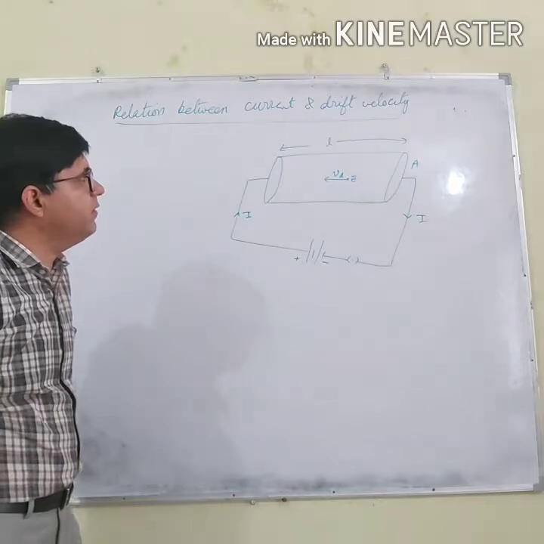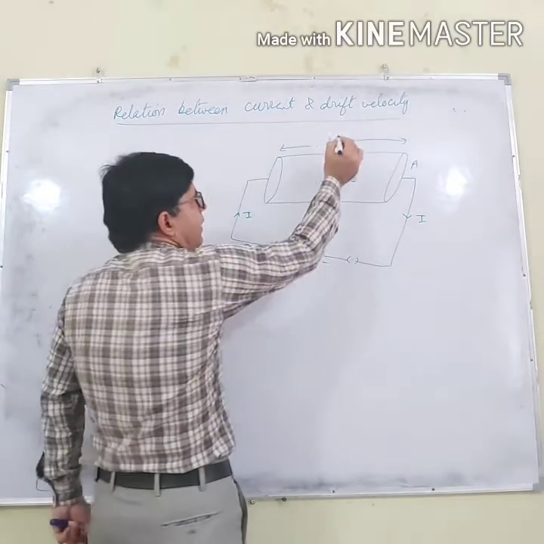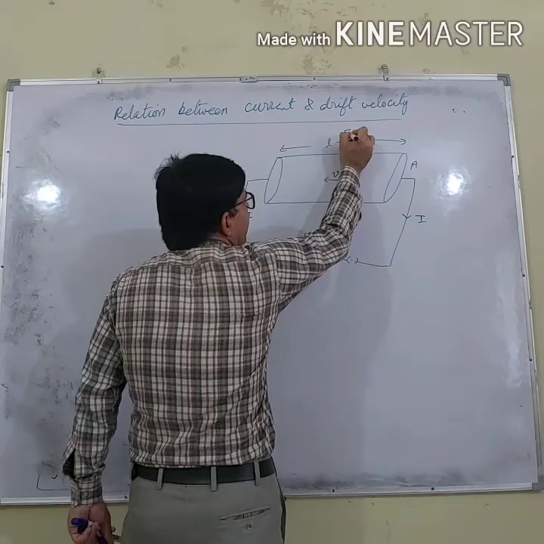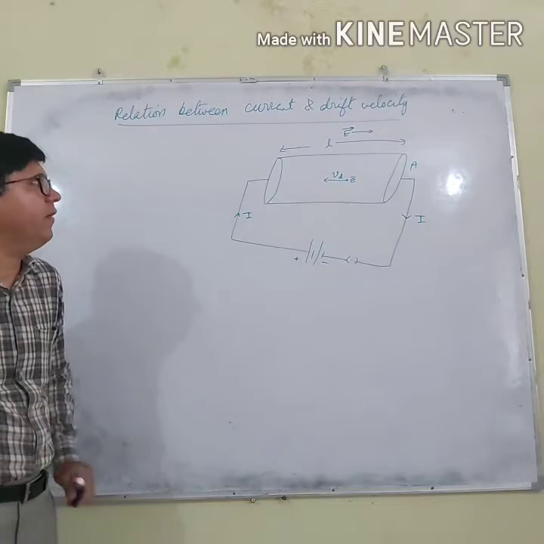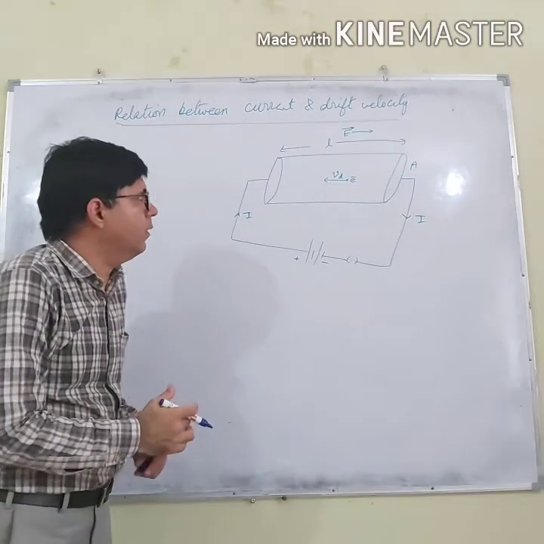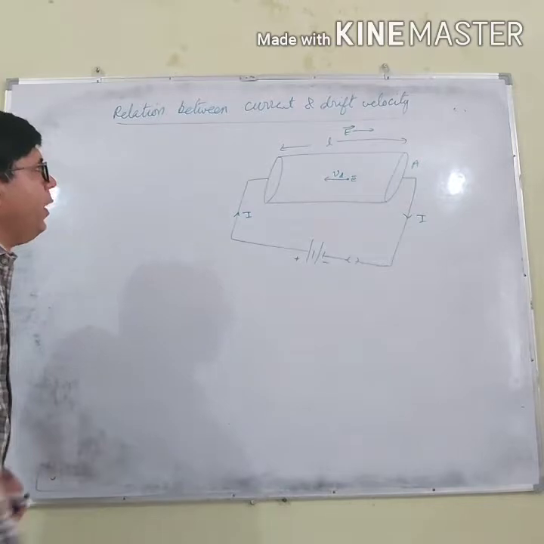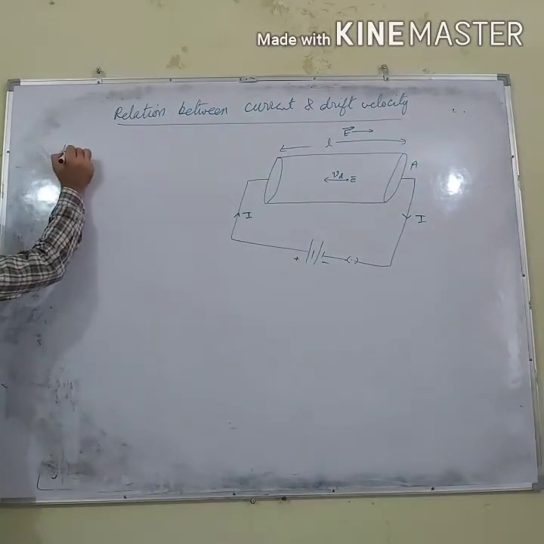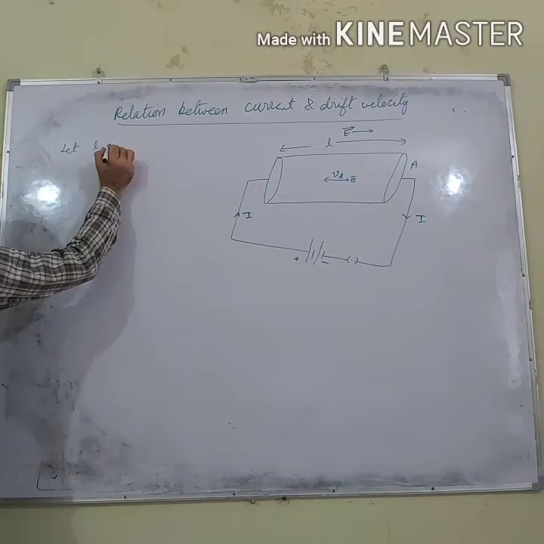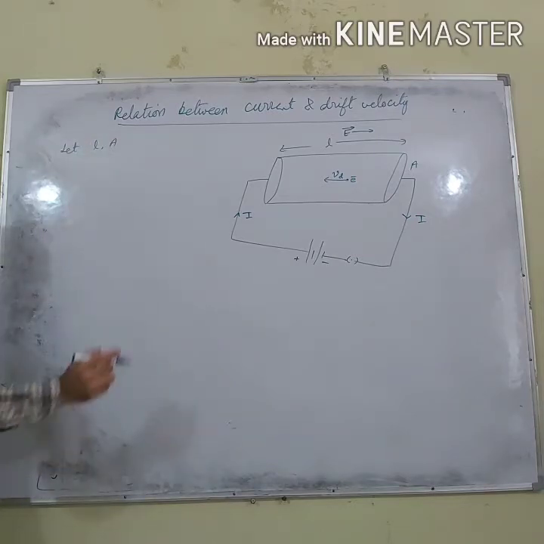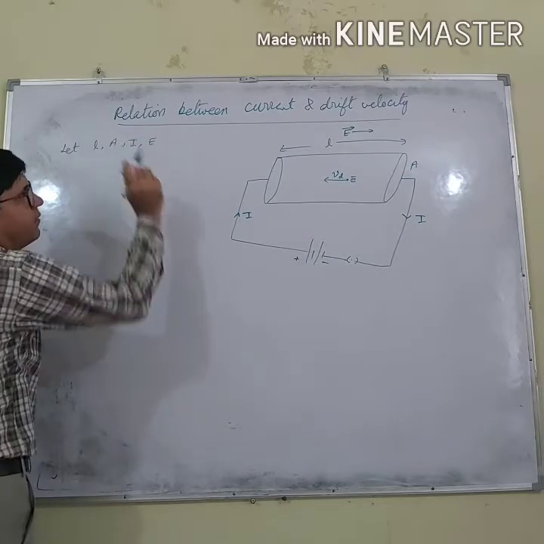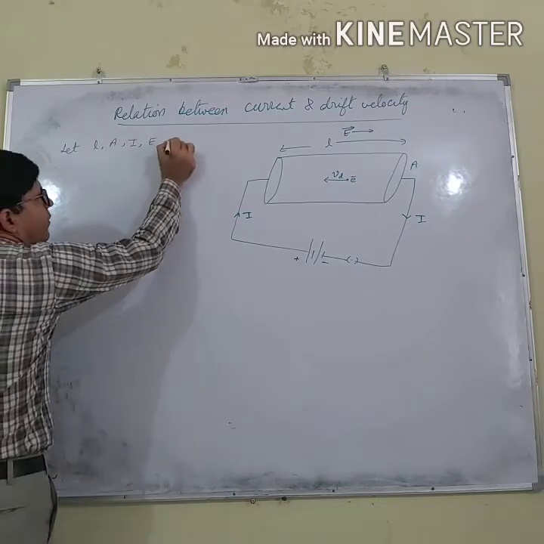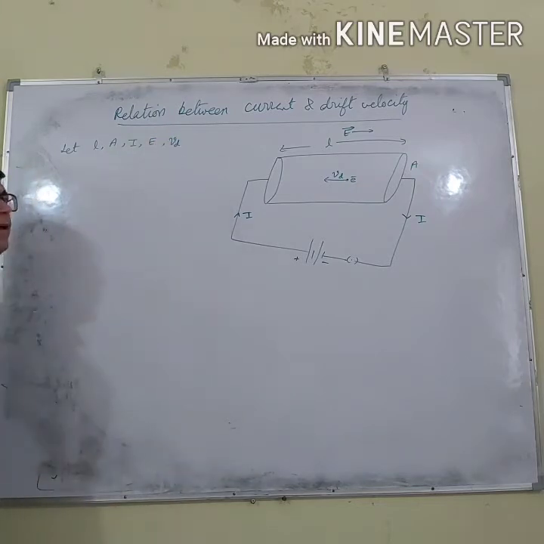And what is the direction of the electric field? The direction of the electric field is opposite to the direction of drift velocity, which we have done in drift velocity. Now, let L be the length of the conductor, A be the area of cross section, I the current, E the electric field, and Vd the drift velocity of the electron.